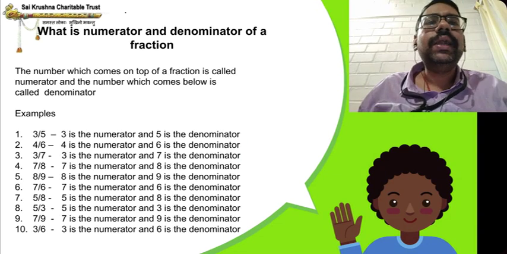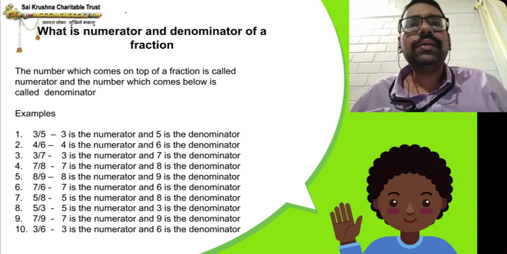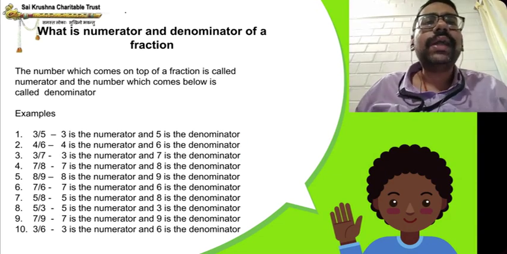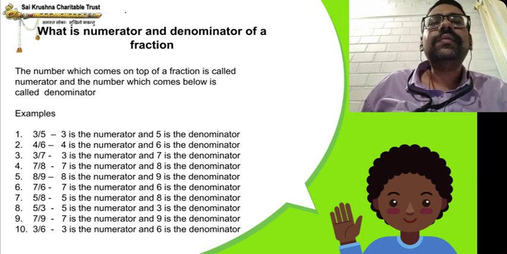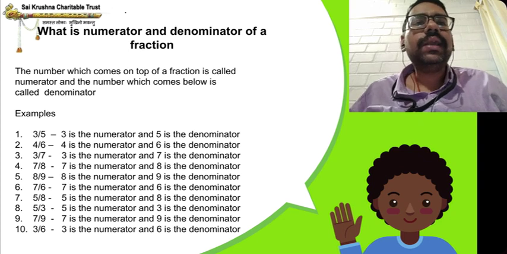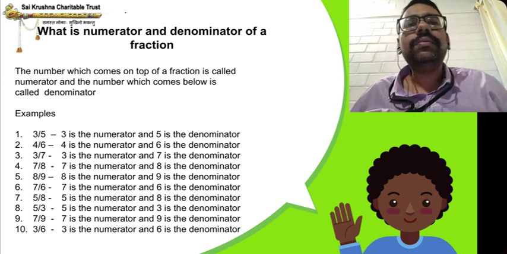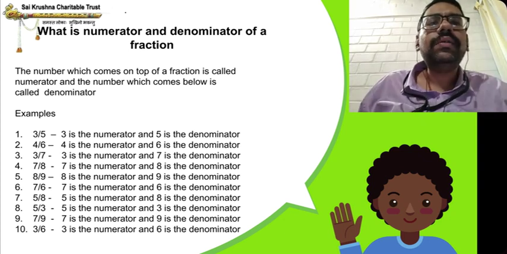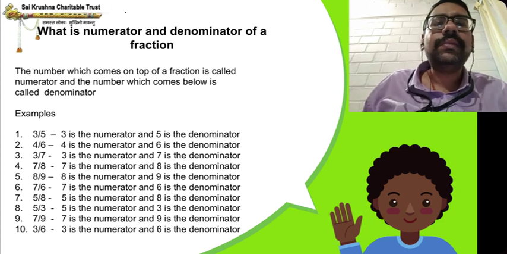What are the numerator and denominator of a fraction? The number which comes on top of the fraction is called the numerator. The number which comes below is called the denominator. So what is the numerator? The number on top of the fraction is called the numerator. The number below in the fraction is called the denominator.